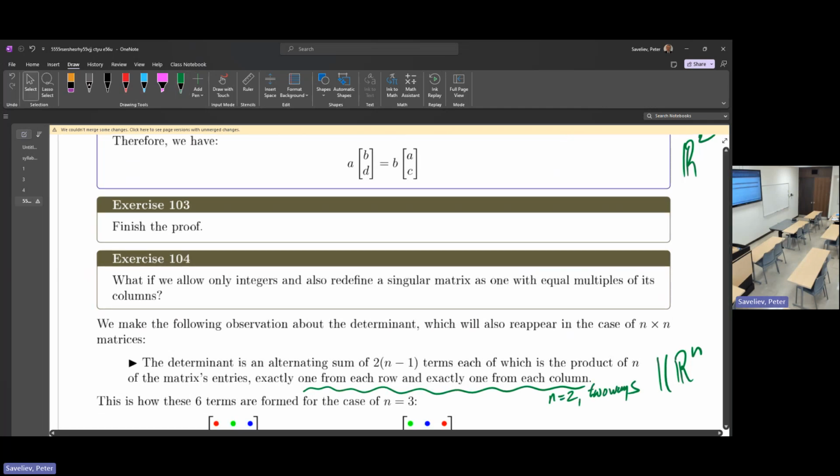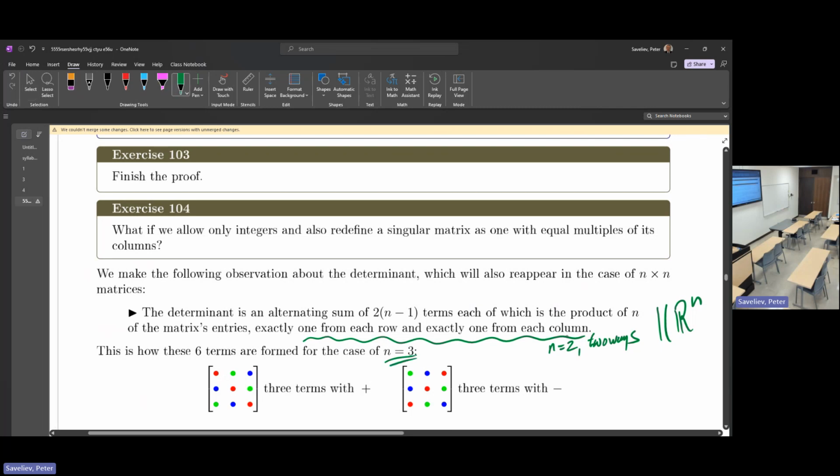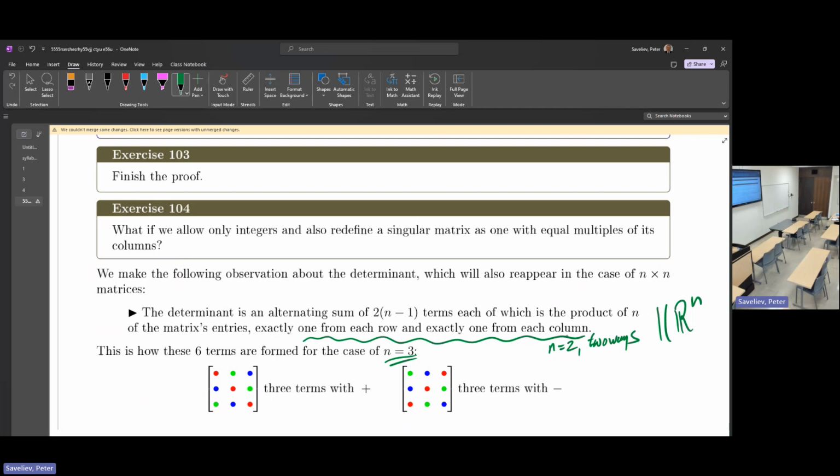In n equal to 3, this is what happens. How many ways can we pick terms, one from each row and one from each column? And the answer is actually 6. So these are marked. Look at the blue ones, that's one term, red ones another term, green one is the third term. So there are a total of 6 different terms that you can write.